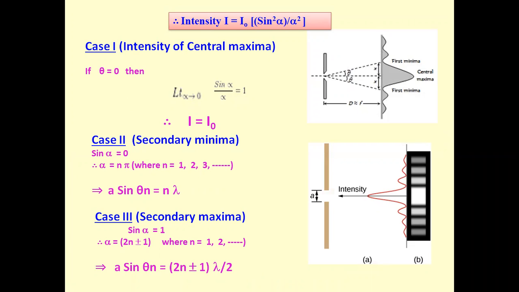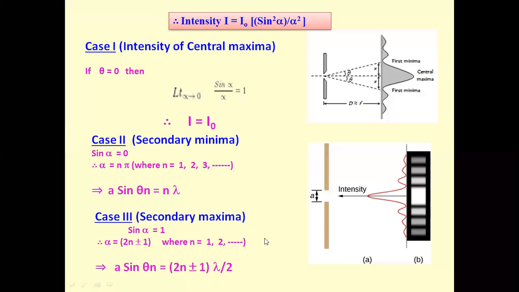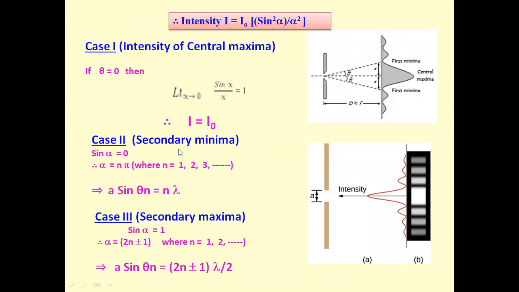Here is the central fringe, and there are secondary maxima and minima. This is the diffraction pattern on the screen. So at the central maxima the intensity is high, that is I naught. I naught is equal to k square a square, the intensity of the central maxima.